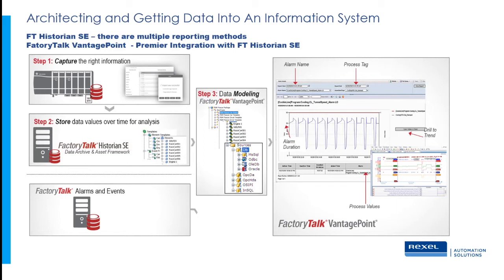So what other ways are there to report out of Historian? You've seen the one with View SE where I can trend it in Trend Pro. But really, we consider Vantage Point to be our premier integration with Historian SE for reporting. There's a ton of capability in Vantage Point. You see in the middle here with step 3 where you can configure multiple data sources. It'll be a SQL database or historian database, as well as metrics, FactoryTalk alarms and events.